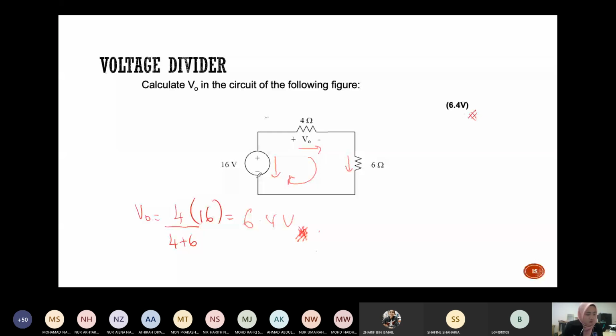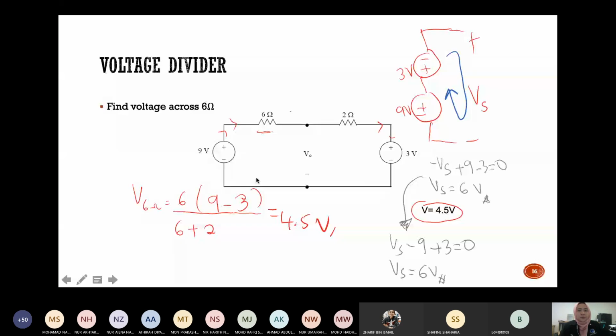So next is another example. You have this circuit. This circuit is similar to the circuit in your tutorial 2 question number 11, if I'm not mistaken. Some of you did ask me whether this is a series circuit or a parallel circuit. The answer is: if you have this kind of circuit, this is a series circuit. It's just that the question asks you to find V naught here.